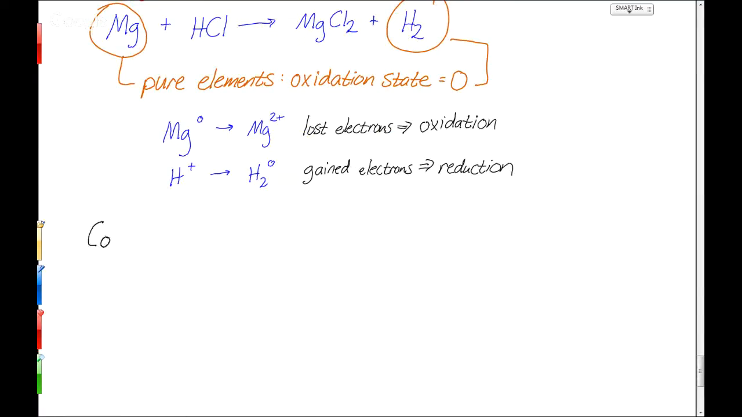We took cobalt nitrate, cobalt-2 nitrate, reacted it with sodium hydroxide, and formed a cobalt hydroxide precipitate and sodium nitrate.